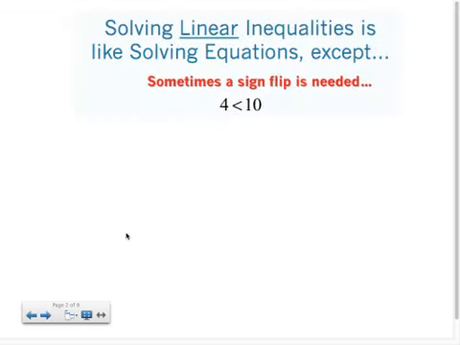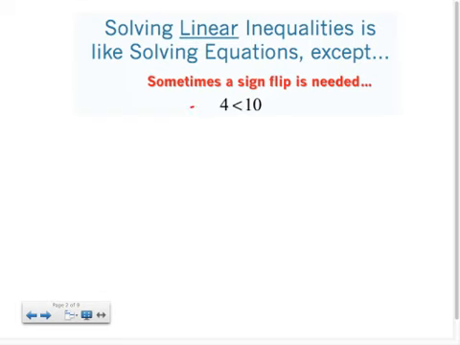So in the beginning of this video, you're going to see that solving linear inequalities is just like solving equations. There are only two exceptions because this symbol requires sometimes to be flipped. I'm going to show you the two situations where that occurs. We start with a true statement: 4 is less than 10.